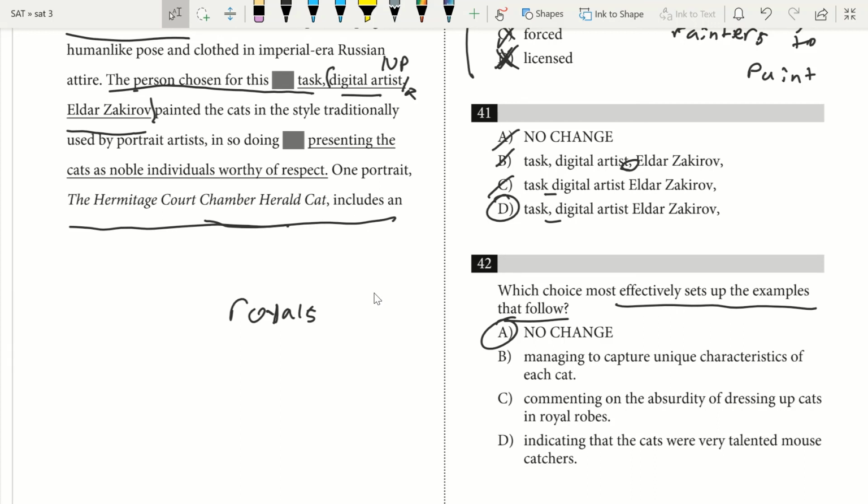If we look at our other answer choices, we have B, managing to capture unique characteristics of each cat. That's not really the point, right? The point is to depict them as royals, right? As people worthy of respect. And then C, commenting on the absurdity of dressing up cats in royal robes. That's not even close. And then we have D, indicating that the cats were very talented catchers. That's not the point of it, right? The point of dressing them up in robes and having them depicted as royals is to show that they're worthy of respect.